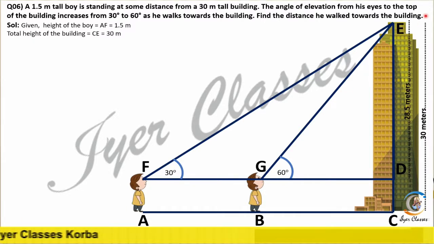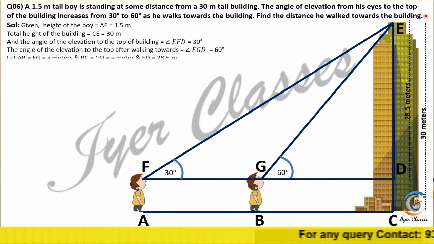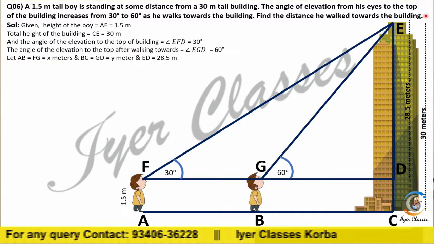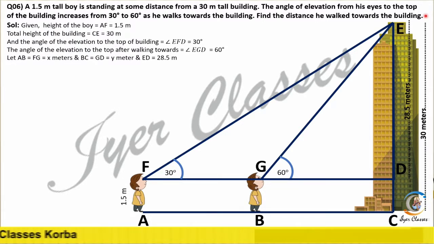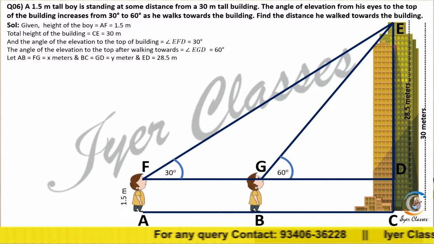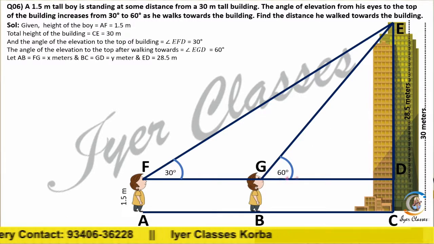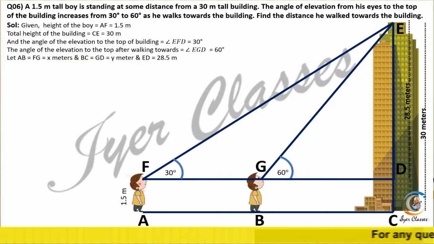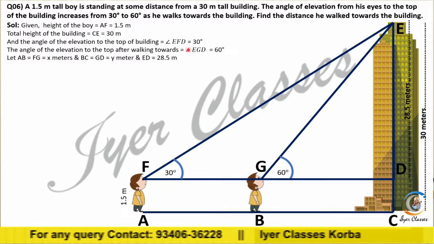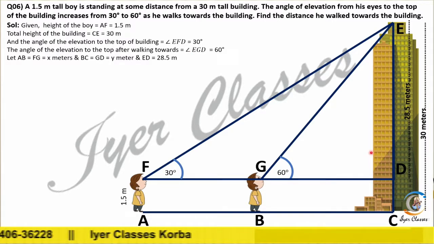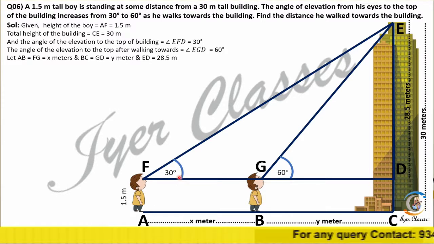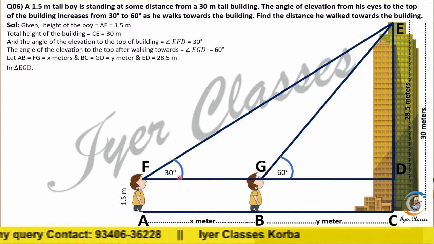Height of the boy is equal to how much? It is equal to 1.5 meters, right? So when you consider the right angle triangle, you have to subtract the height of the boy here. We know that the whole height of the building is 30, but when you consider the perpendicular for the triangle, it should not be 30, but it should be equal to 30 minus 1.5, which comes out to be 28.5 meters. Why? Because he is actually seeing the top of the building from the eye level, not from the ground level, right?